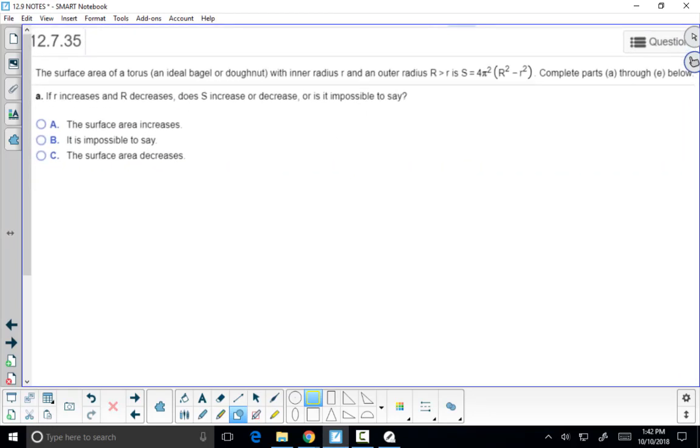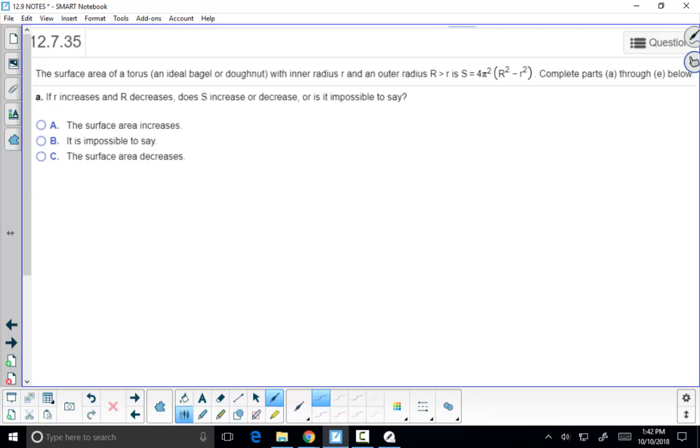Okay, this is about looking at differentials. And when we look at this, they tell us what the surface area of a torus is. That's our surface area formula. And they're asking us to figure out the relationship between little r and big R, the small radius and the big radius, and we're supposed to conclude whether the surface area is increasing or decreasing.